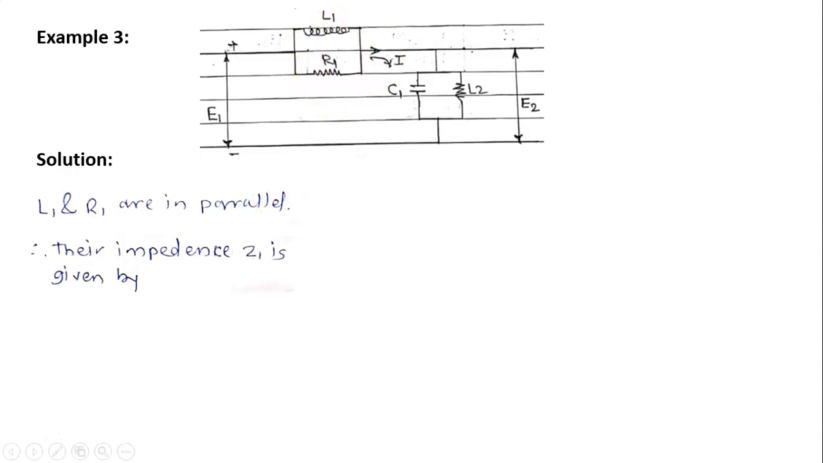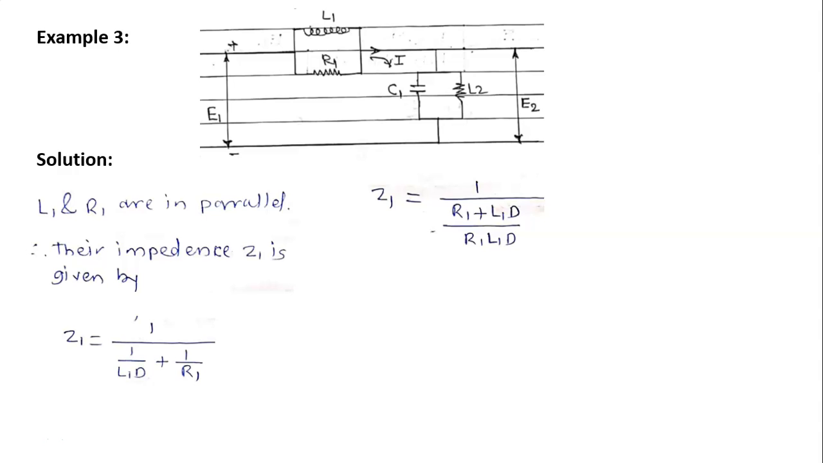Now, since they are in parallel, how do we write the impedance? 1 divided by the addition of the reciprocal of the impedance of each element. Therefore, Z1 is equal to 1 divided by 1 upon L1D plus 1 upon R1. Therefore, by simplification, Z1 is equal to 1 divided by R1 plus L1D divided by R1 L1D. Therefore, Z1 is equal to R1 L1D divided by R1 plus L1D. This is the value of Z1.